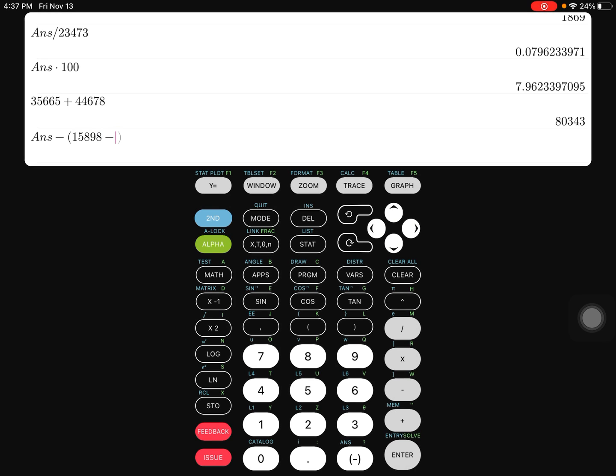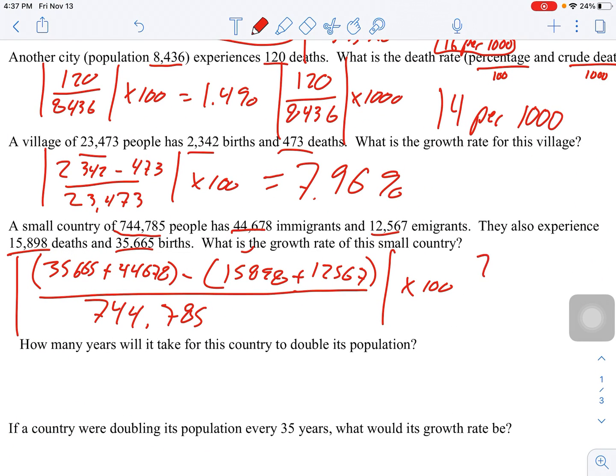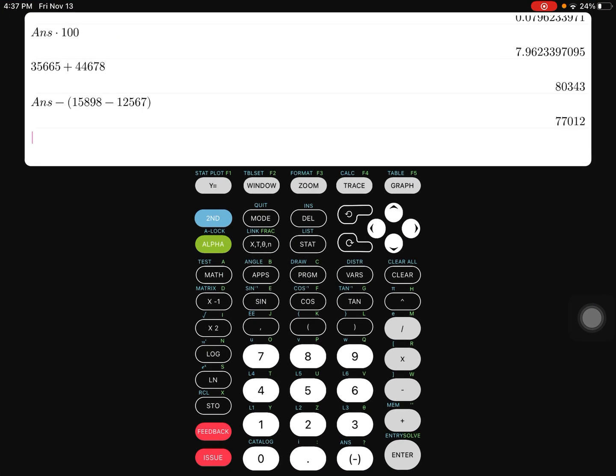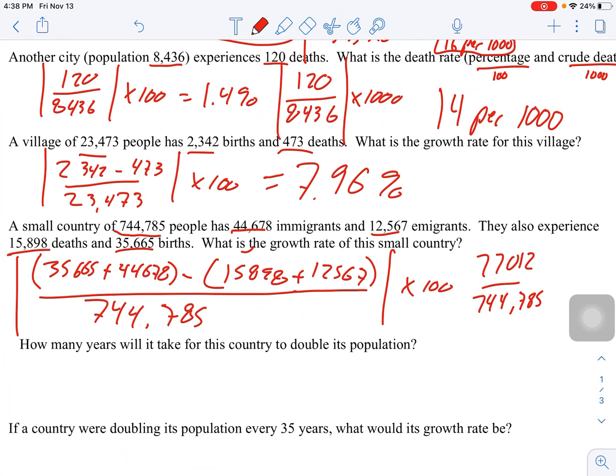15,898 minus 12,567. And yes, you can do this as two parts. I'm just being lazy. And our net change is a positive 77,012. So 77,012 divided by the total population, 744,785, like that. And then we multiply it by 100 to get percent. So the growth rate of this country is 10.34%.